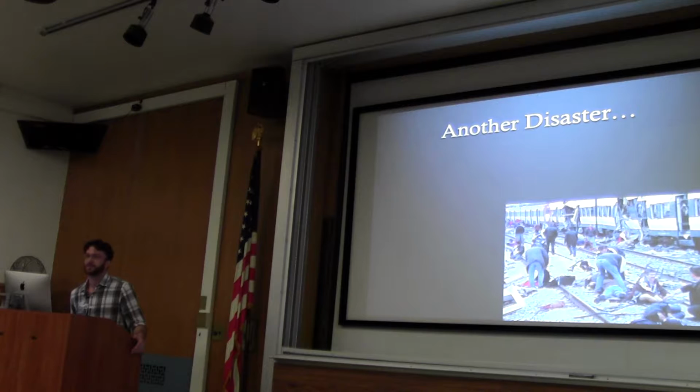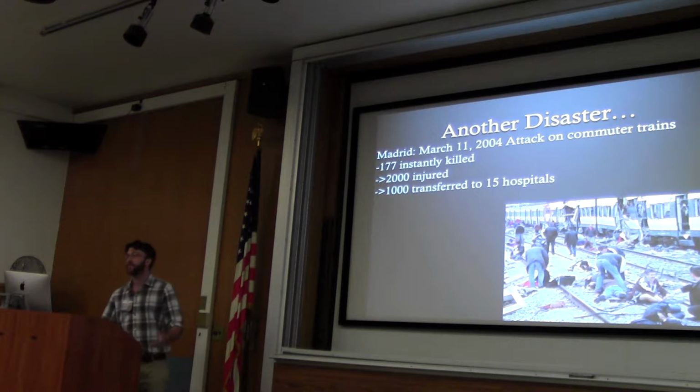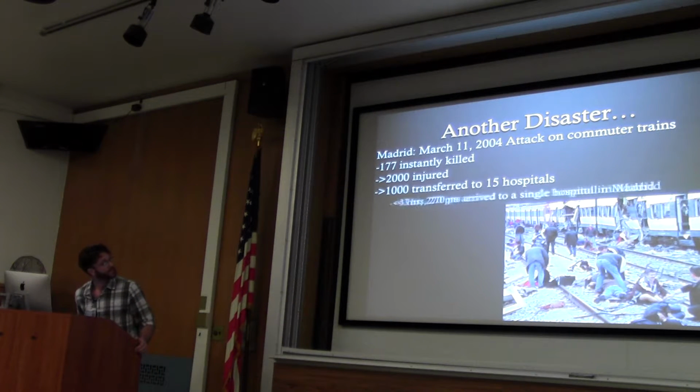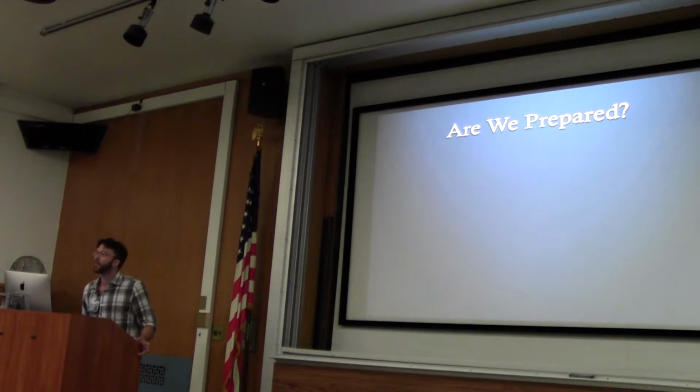Another case, Madrid, March 11, 2004, attack on commuter trains. Instantaneous death of 177 at the site. More than 2,000 injured. More than 1,000 transferred to 15 hospitals in Madrid. In less than 3 hours, 270 patients arrived to one single hospital in Madrid. So imagine, 270 patients coming through CCT triage. So are we prepared?